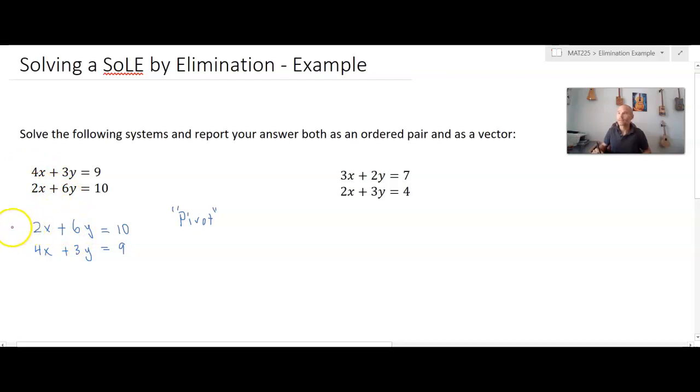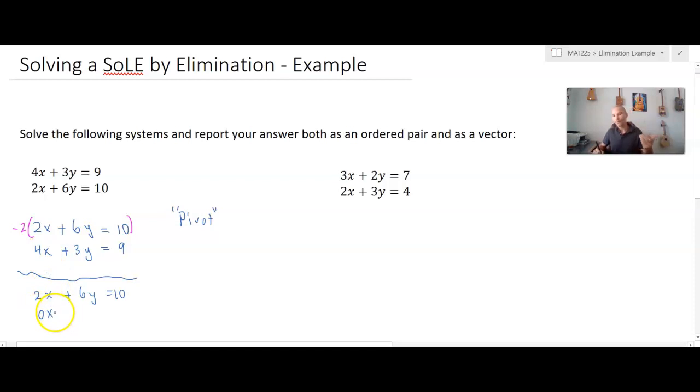So what I'm going to do here is take negative 2 times the first equation and add it to the second one. Now remember, we're not actually changing the first equation, we're just using it to help us eliminate something in the second. So first of all, I'm going to copy down the first equation because I'm leaving that one unchanged. If I take negative 2 times 2x, it gives me negative 4x, plus 4x gives me 0x. You'll soon see why we're keeping track of the 0x.